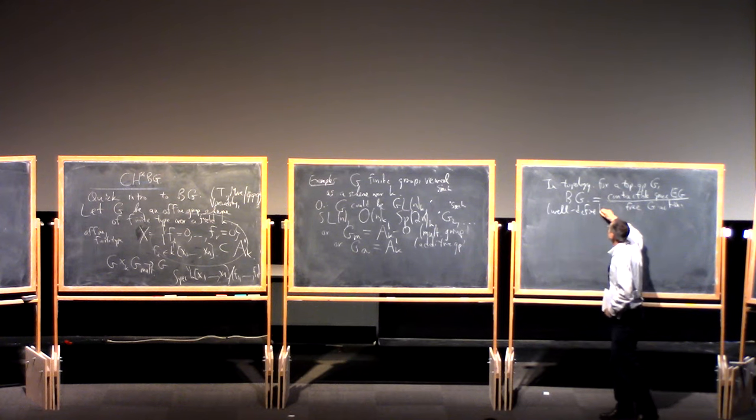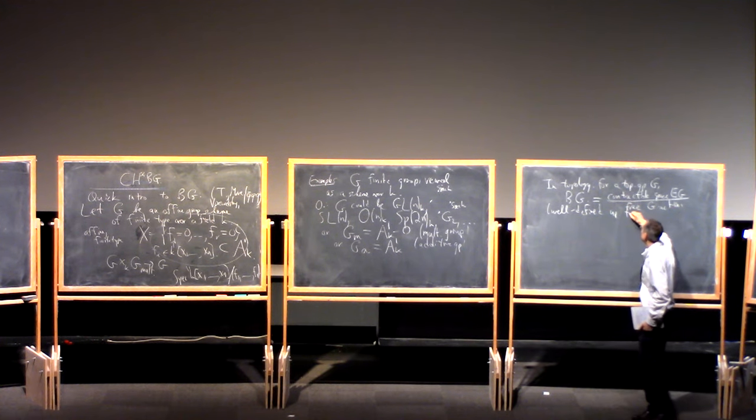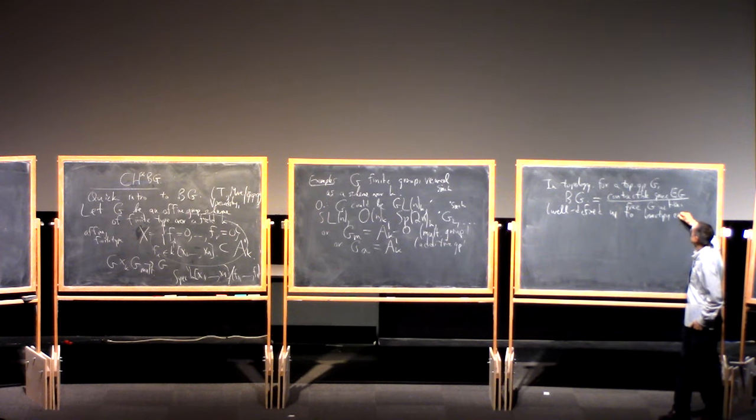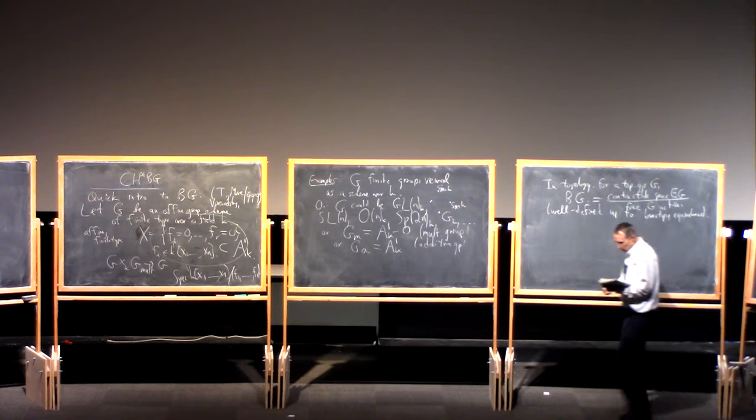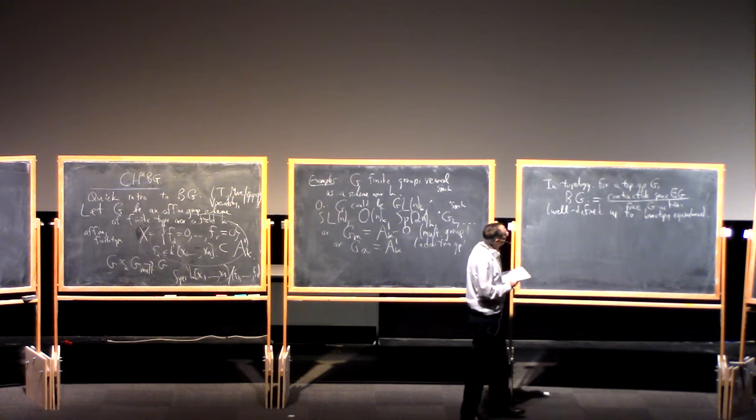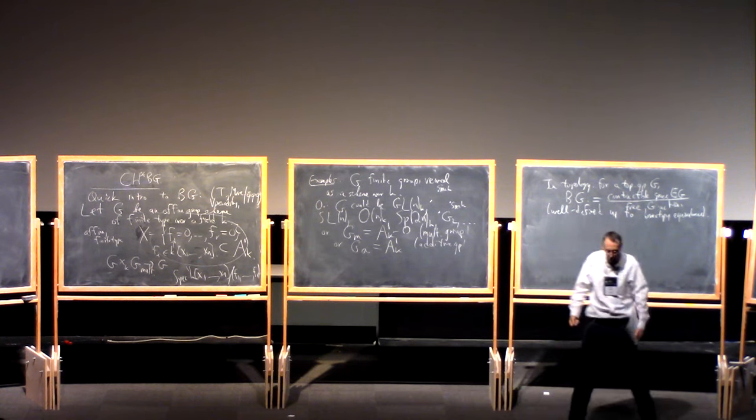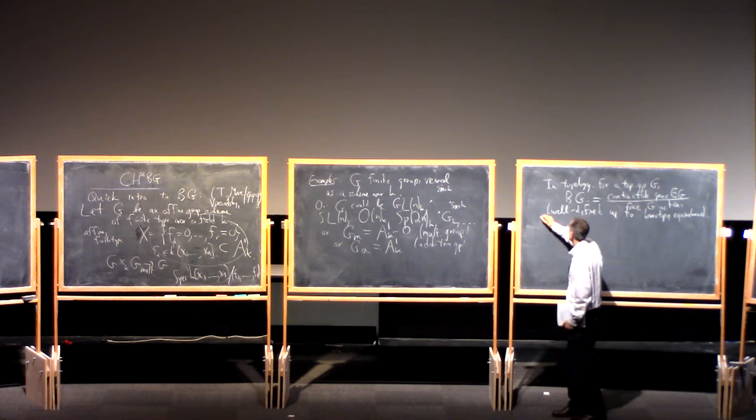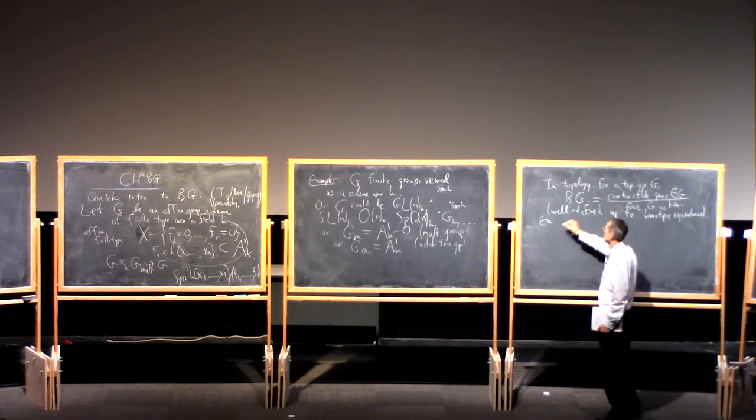Well-defined, weak homotopy equivalence, I will just say homotopy equivalence. Let's see. So for example, if you've heard about group cohomology for a discrete group, group cohomology is just the cohomology of this space.